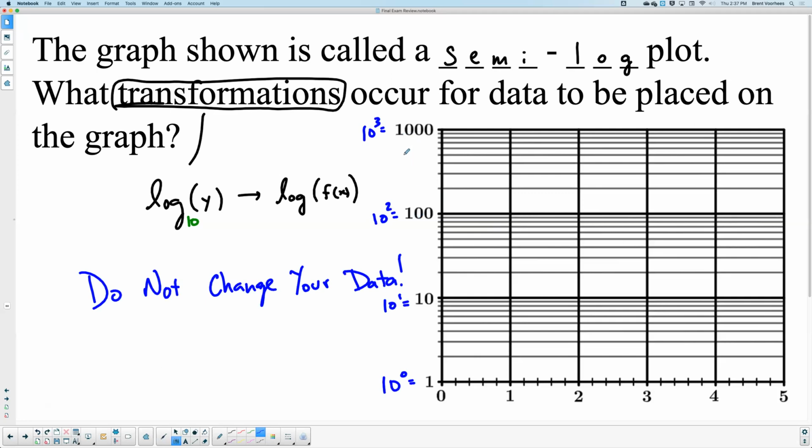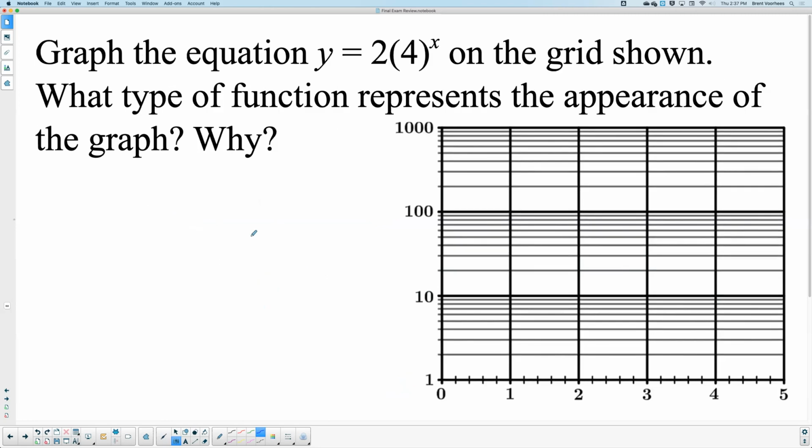Now, does that mean I took the y's to the power of 10? No, I did the opposite. I took the log of the y's, and it makes it look like that. Okay, so let's look at an example. What if we had to plot these points? Let me just create a table. It's y equals 2 times 4 to the power of x. We'll plot maybe 4 points or so: 0, 1, 2, 3, and 4.